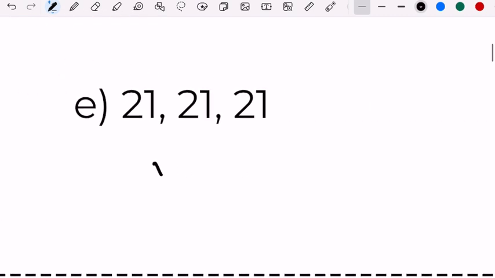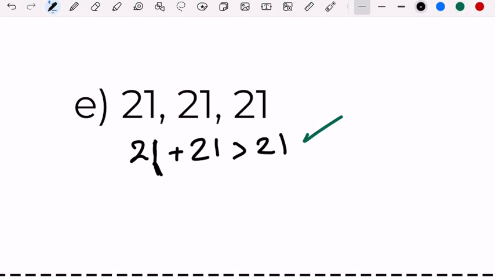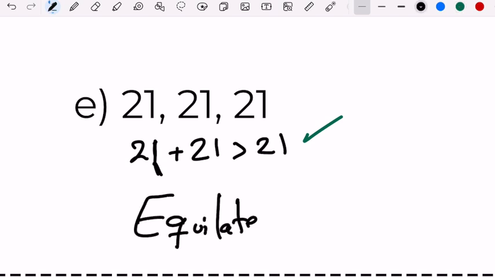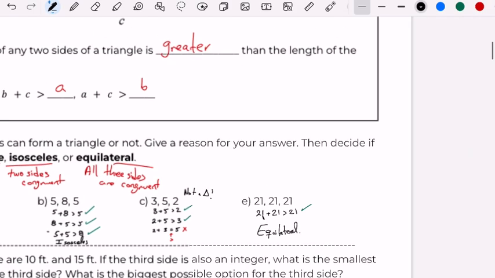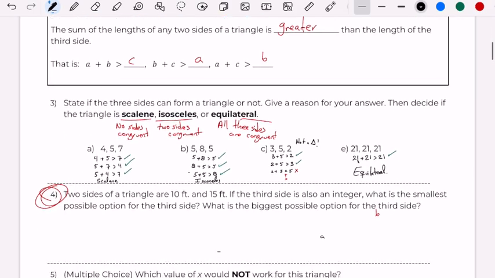21, 21, 21 is a triangle. Now it's very easy because 21 plus 21 is bigger than 21. I don't have to write this down 3 times for us to check. And because all the numbers are the same, we can conclude that this is an equilateral triangle. Awesome. Beautiful.